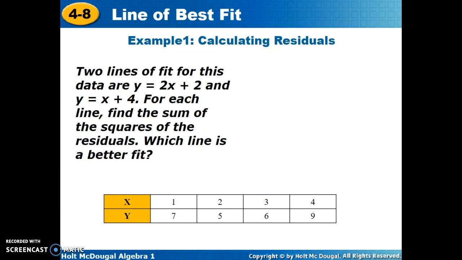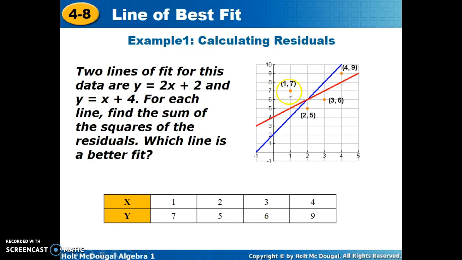We have a set of data, 4 ordered pairs. We're going to plot those, and we're going to try to figure out which of these lines is the best fit for the data. So let's go ahead and look at our graph. You see all 4 points are plotted. The line y equals 2x plus 2 is our blue line, y-intercept 2, slope of 2, and our line y equals x plus 4, y-intercept 4, slope of 1.